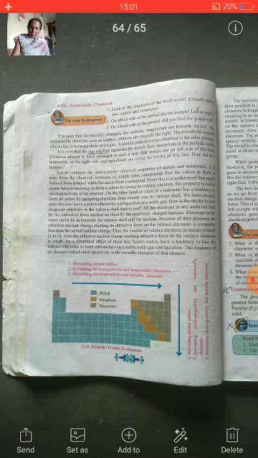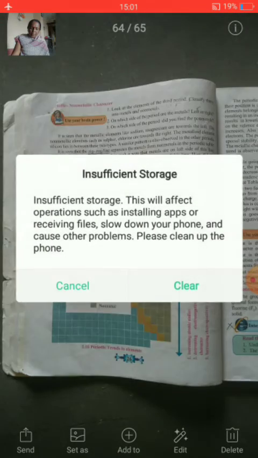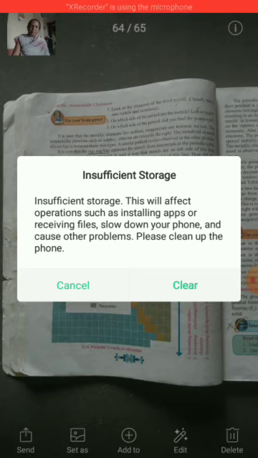Thus, the number of valence electrons in metals is small, that is from 1 to 3, and also the effective nuclear charge exerted on them is less. Therefore, they have a tendency to lose the valence electrons to form cations, having a stable noble gas configuration. This tendency of an element is called electropositivity, the metallic character of that element.